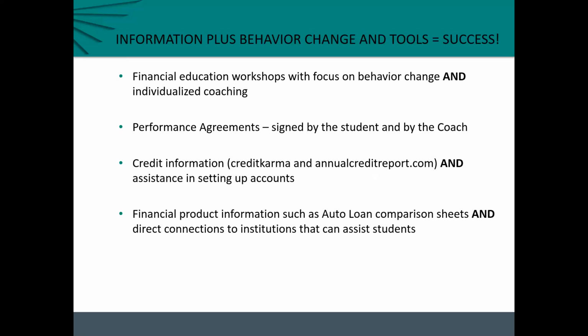The last bullet you see here is financial products information, such as auto loan comparison sheets and direct connections to institutions that can assist students. We definitely look for those that are nonprofit that the students can connect with, and there's no hidden hook that might take them on a different road. So we're really mindful of our students and ensure that they have access to great services that will create great opportunities for them. Next slide, please.